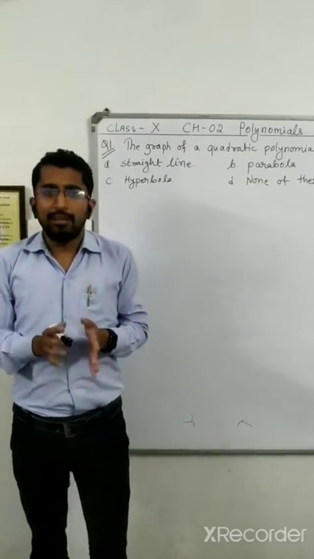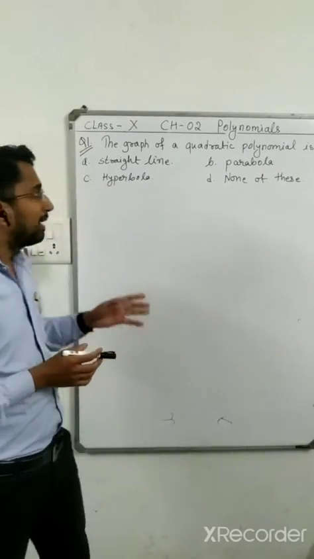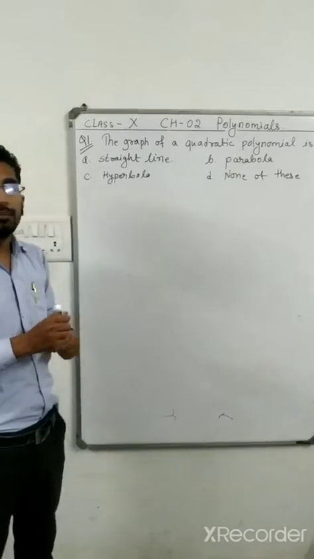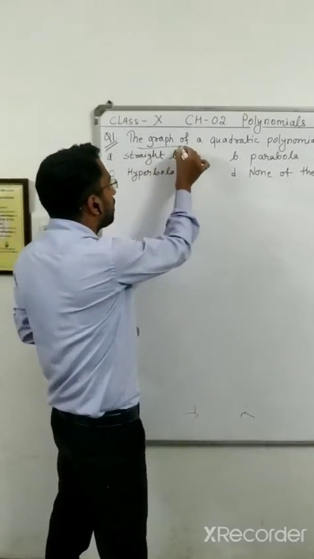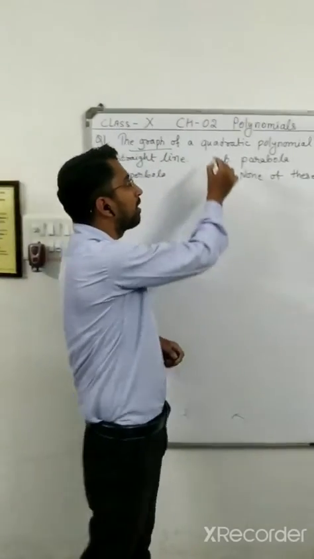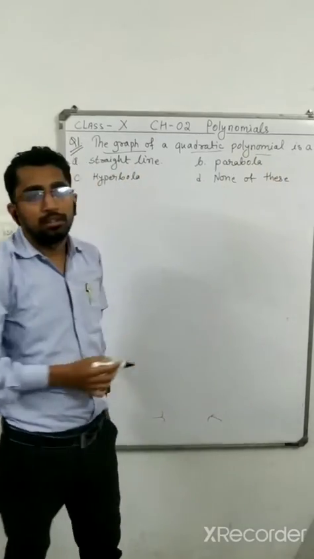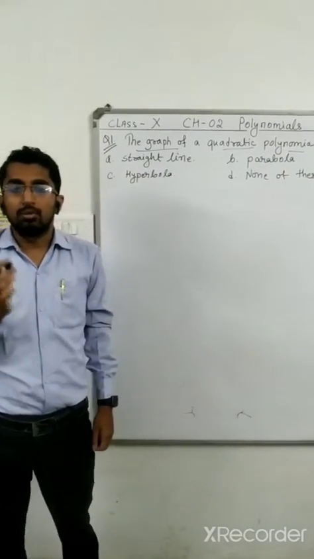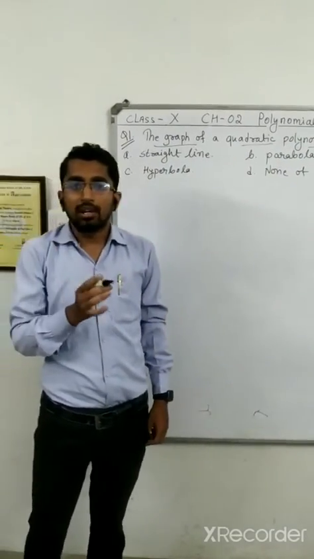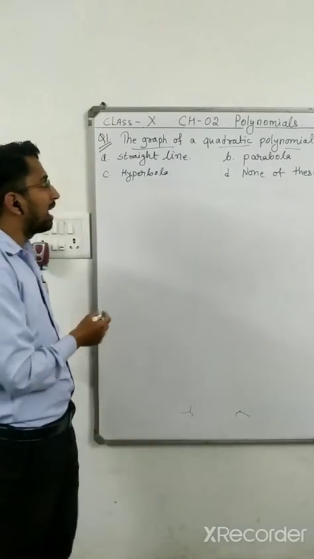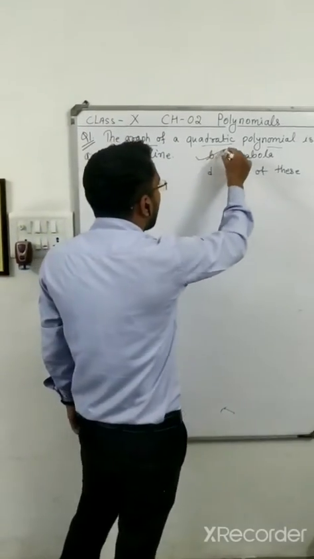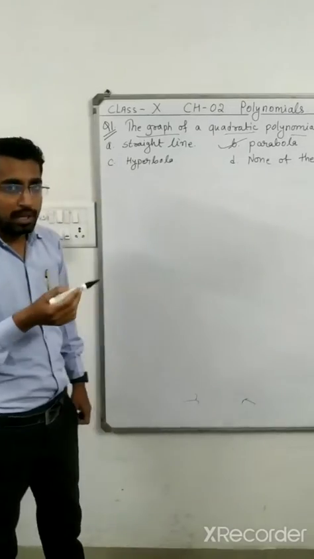So the very first question which I want to explain is the graphical representation. How does the graph of a quadratic polynomial look like? This is your very first question. The students don't know how the graph looks like, so the correct answer of this is a parabola. Now let me explain to you.